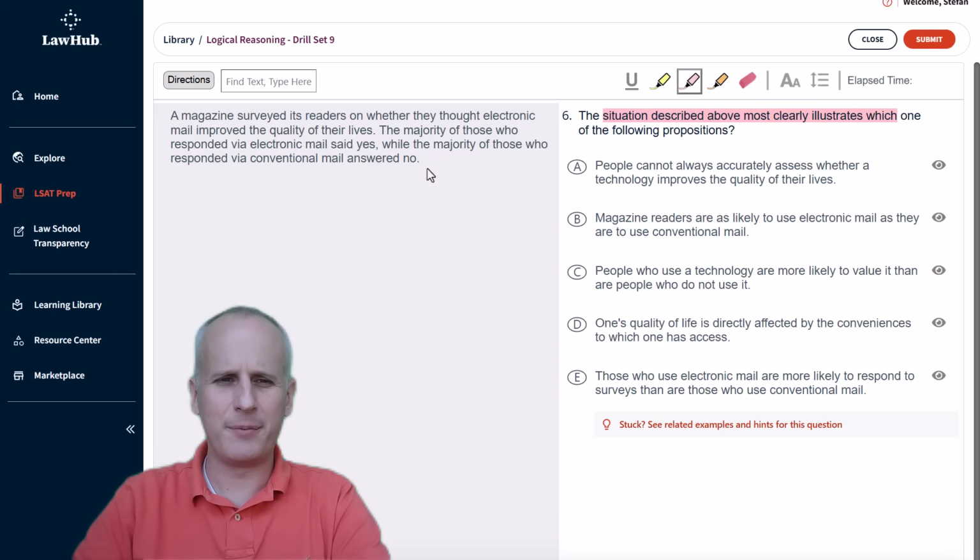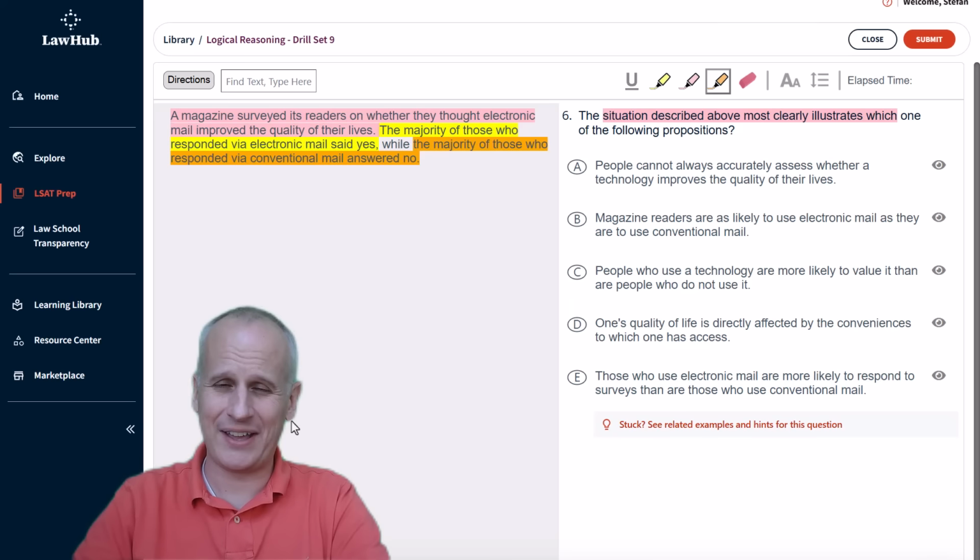So we start from the beginning. A magazine surveyed its readers on whether they thought electronic mail improved the quality of their lives. Okay, wonderful. That's background information if there ever was. The majority of those who responded via electronic mail said yes. Okay, so that's one population. Highlight that in yellow. And then the majority of those who responded via conventional mail answered no.